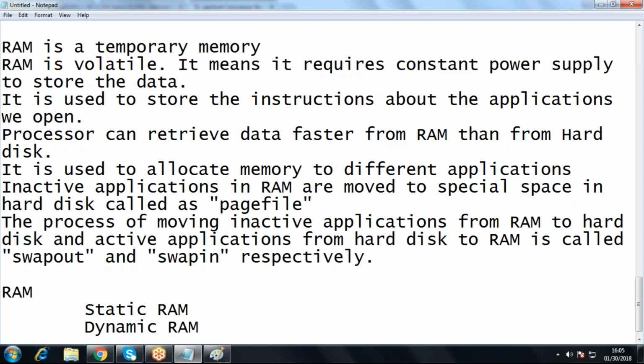And most of the time, whenever we talk about the system configuration, we speak about dynamic RAM only. My system has 4 GB of RAM. My system has 8 GB of RAM. We never speak about static RAM.